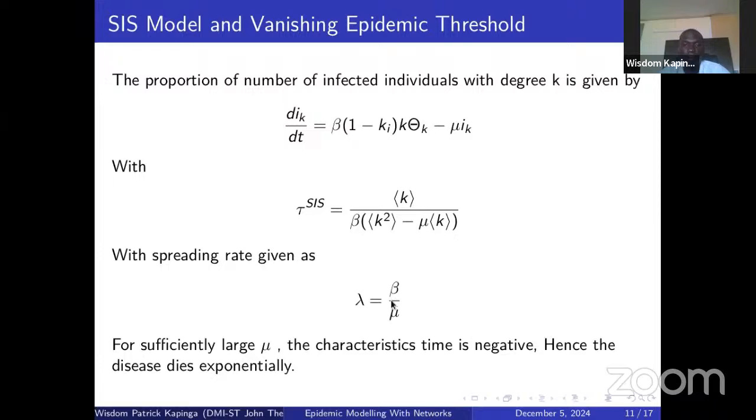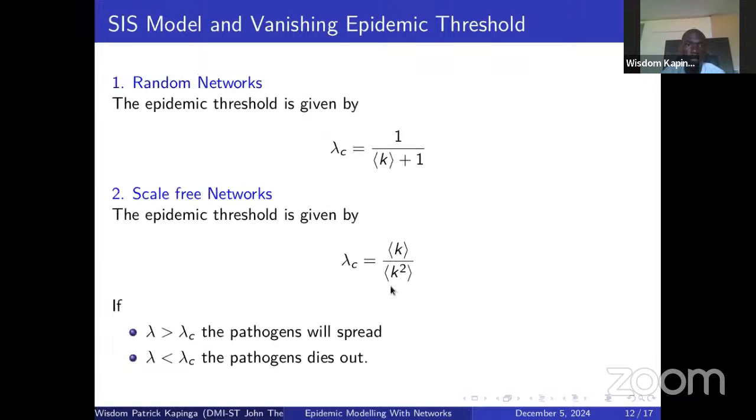So you see that if this mu here is large, then this lambda here will be very, very small, which will mean that the rate at which the disease is spreading is very low, and as a result, the disease will die quickly if this mu, the recovery rate, exceeds beta, which is the transmission rate.